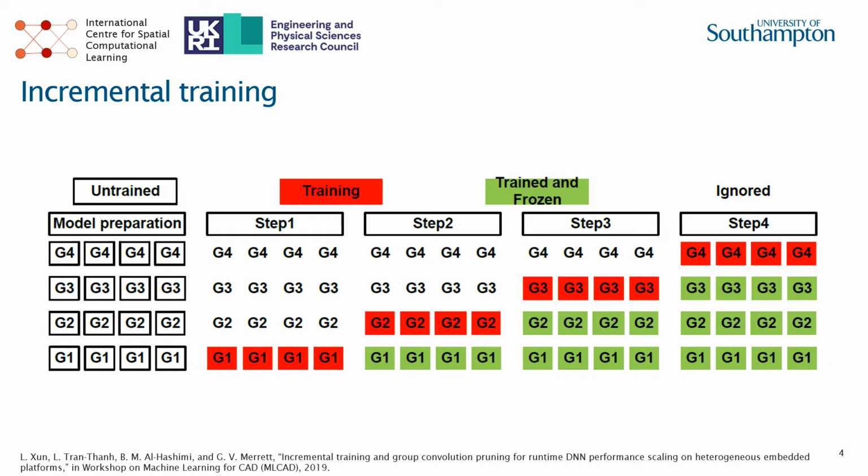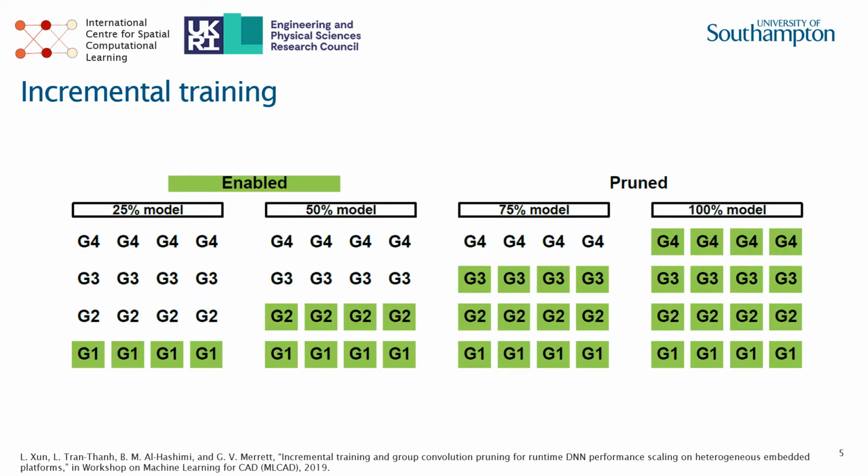After this step, the model should be able to make a better prediction because we give it more capability, more parameters to use. And so on and so forth. We repeat this process until all the parts are trained. After that, we basically have a dynamic neural network with 4 different configurations. The smallest model uses 25% of the parameters, and the full model uses all the parameters. They have different accuracy, latency, power, and energy trade-offs.